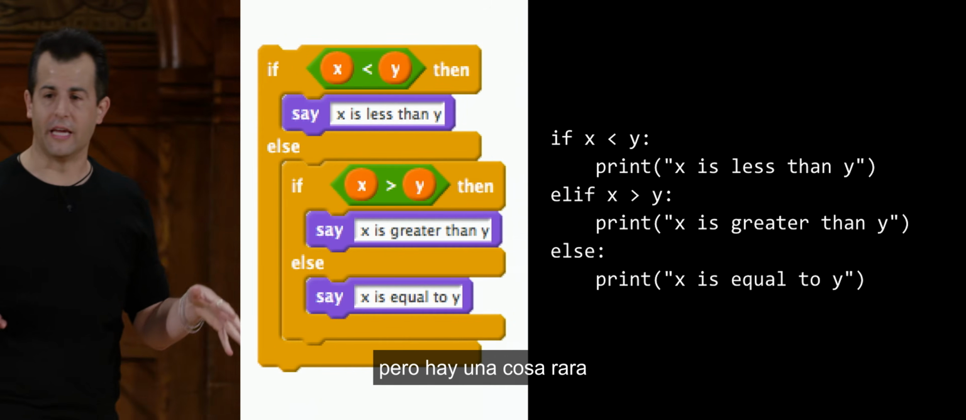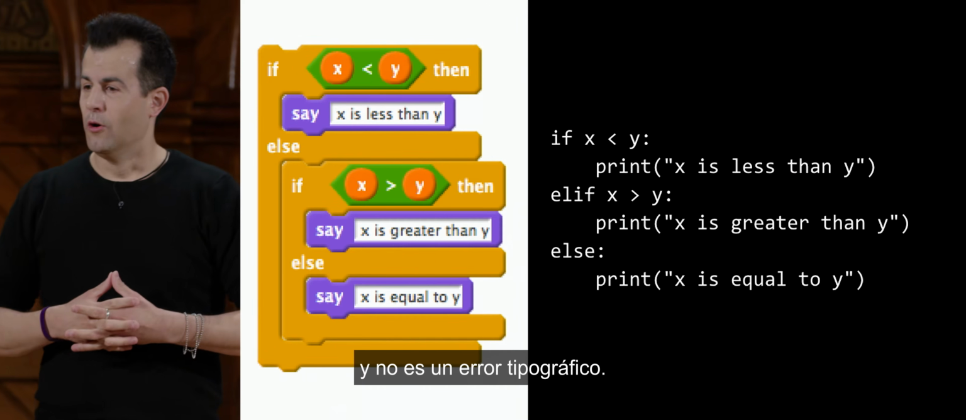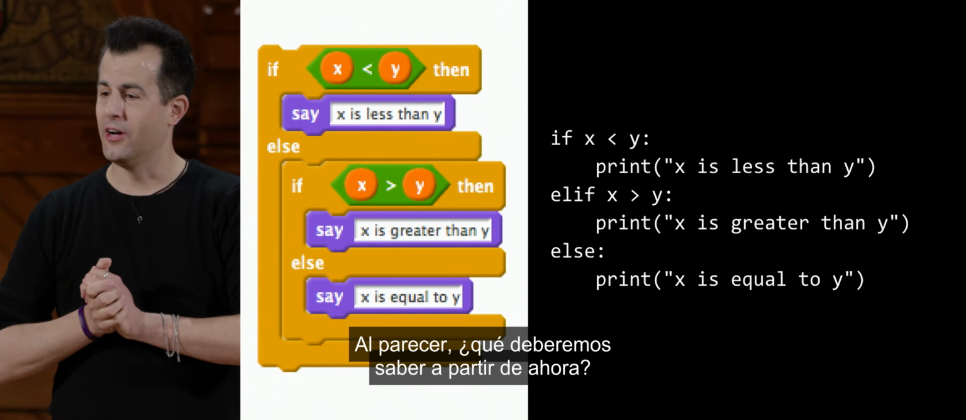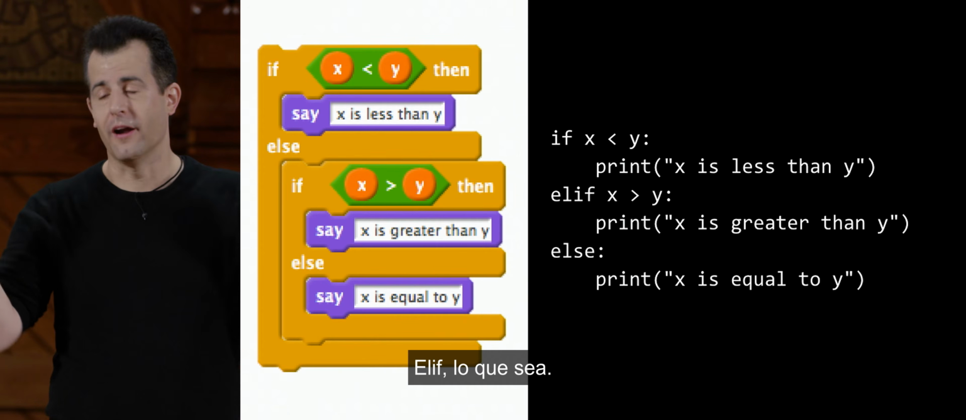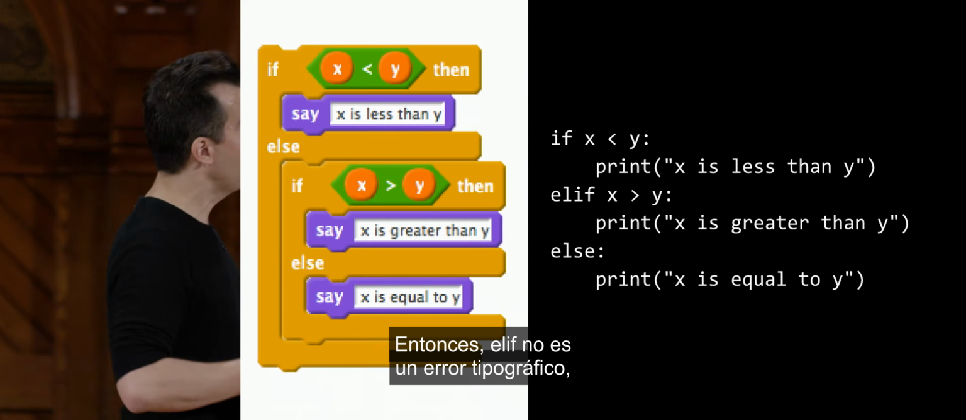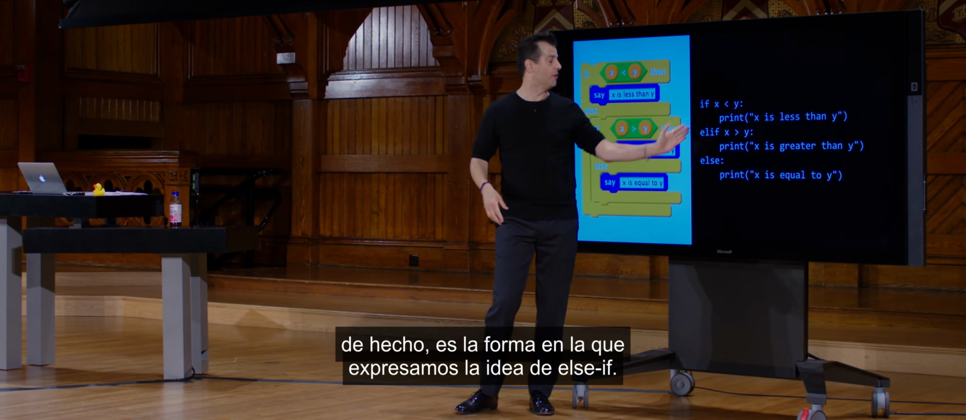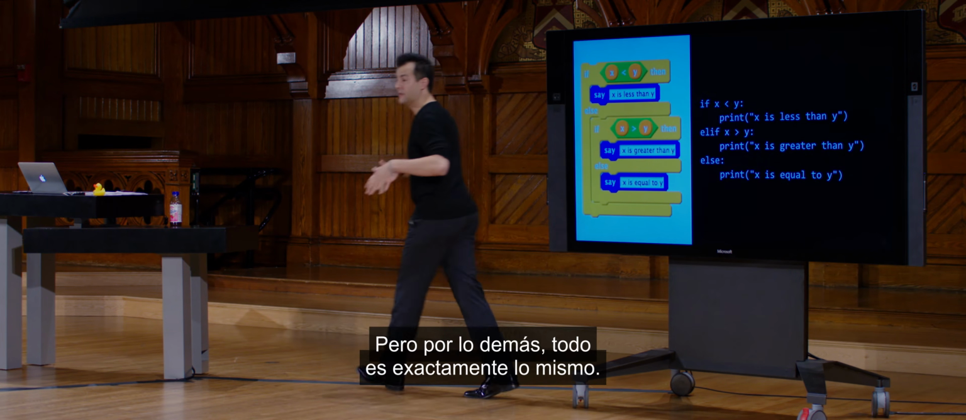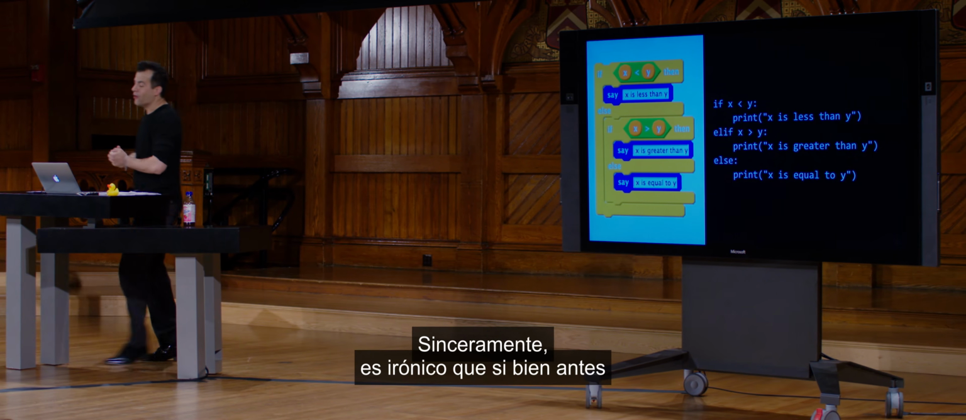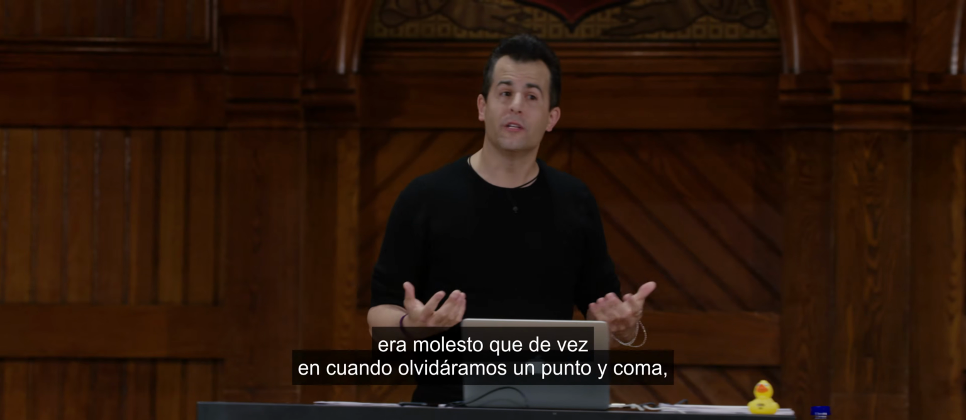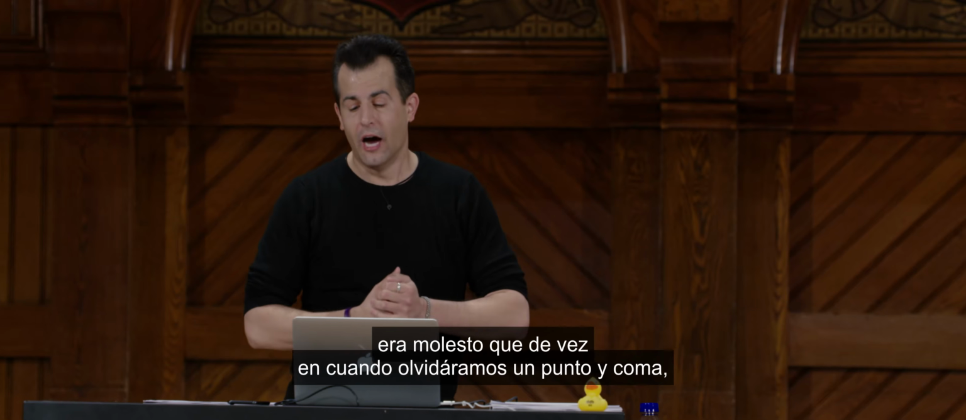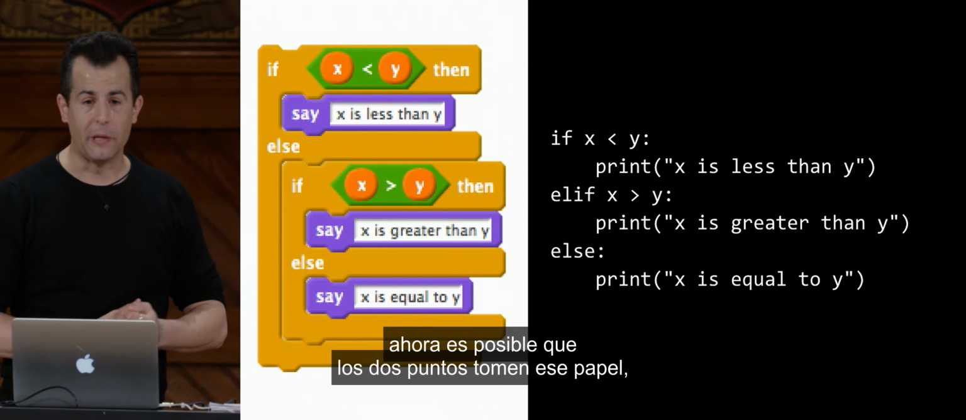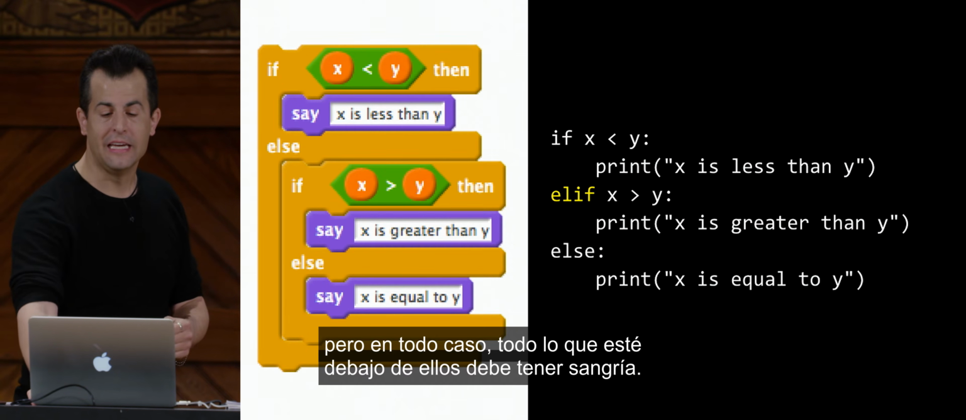And there is one weird thing, and it's not a typo. elif is not a typo. It's indeed how you express the notion of else if, but otherwise everything is exactly the same. And notice the colons. Frankly, ironically, whereas previously it might have been annoying to occasionally forget a semicolon, now the colons might take on that role, but at least everything below them is meant to be indented.